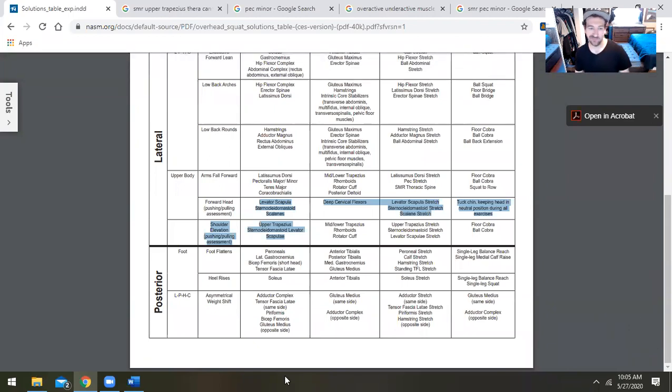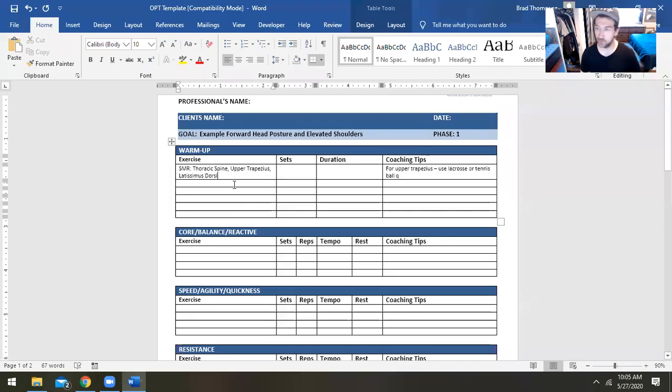But for now, we got 3 foam rollers here. We'll kind of leave that alone. We'll put it in the next one. So let's go ahead and get into some stretches here.